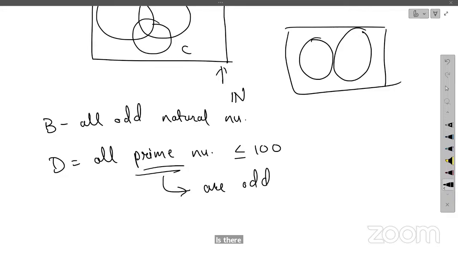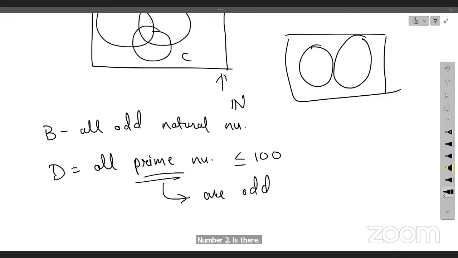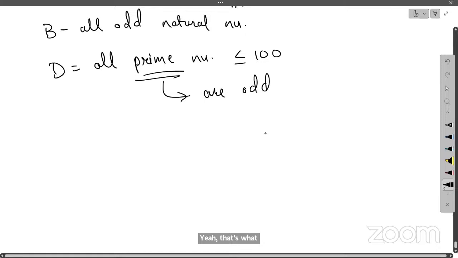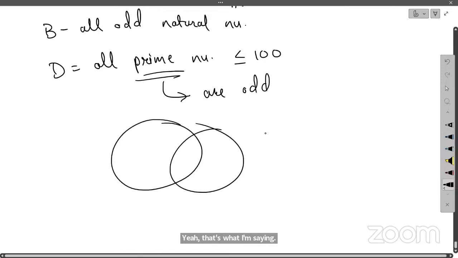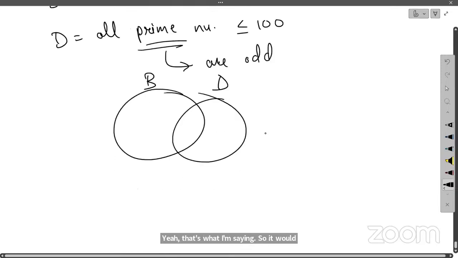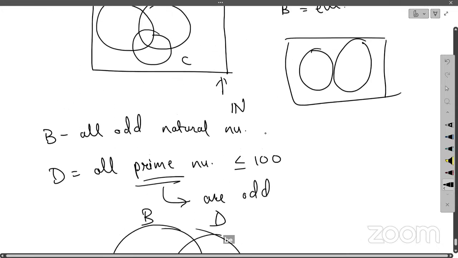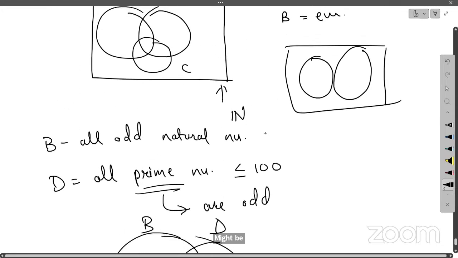Yeah, that's what I'm saying. 2 is there, so it might intersect. It will not be a proper subset. Right, so then some intersection will be there. B and D, my bad. Sorry, 2 is there. So you have to judge with this only.